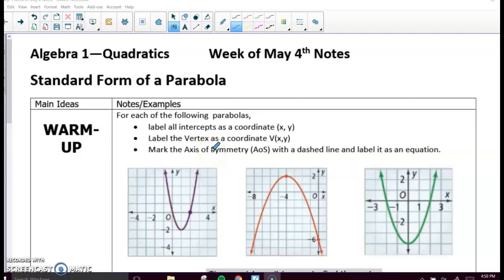For this video, we are going to focus on what we call standard form of a parabola. Let's begin by doing a warm-up.